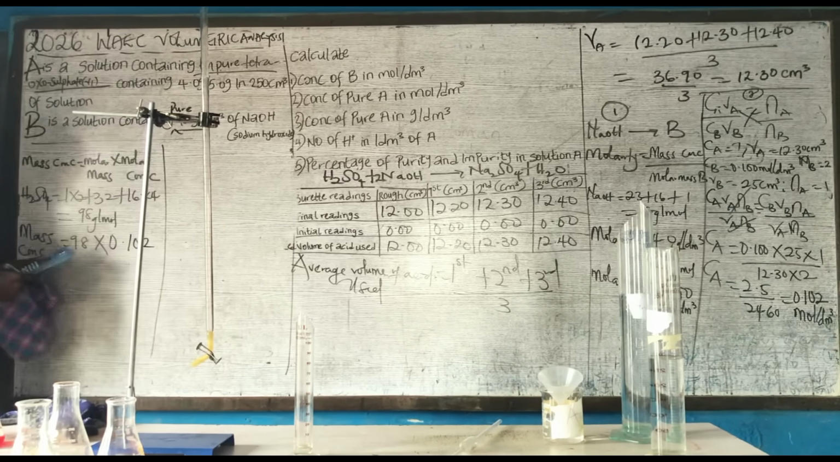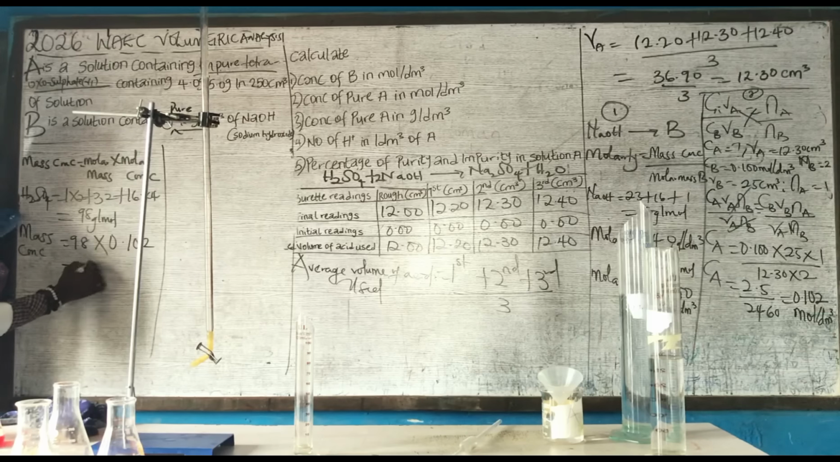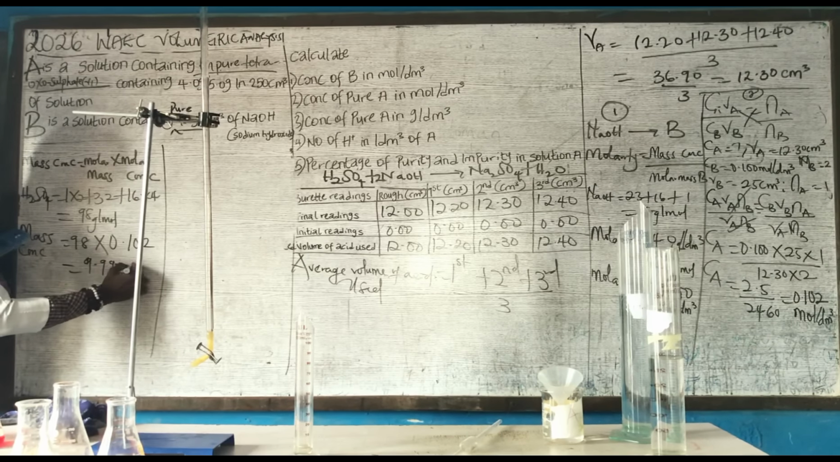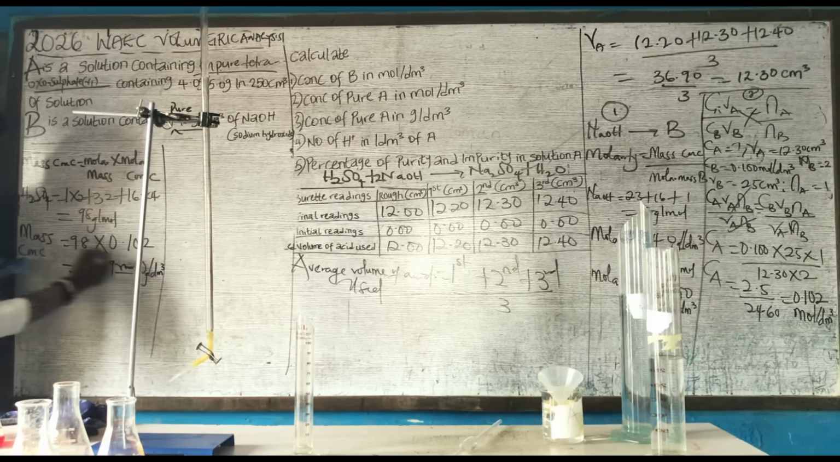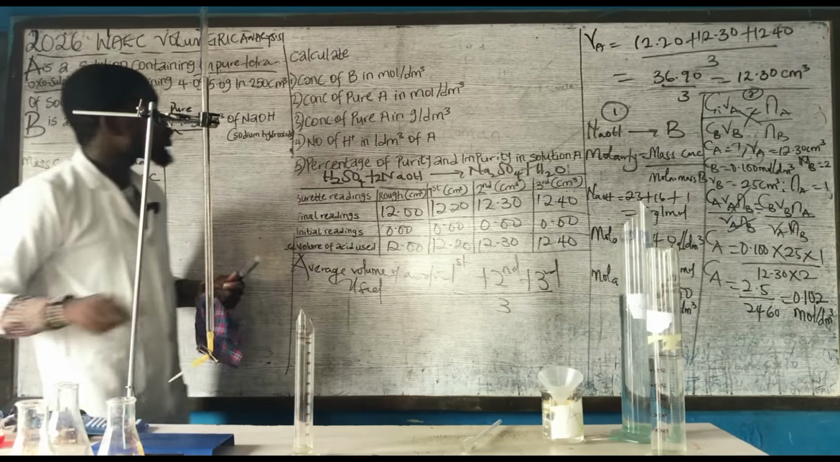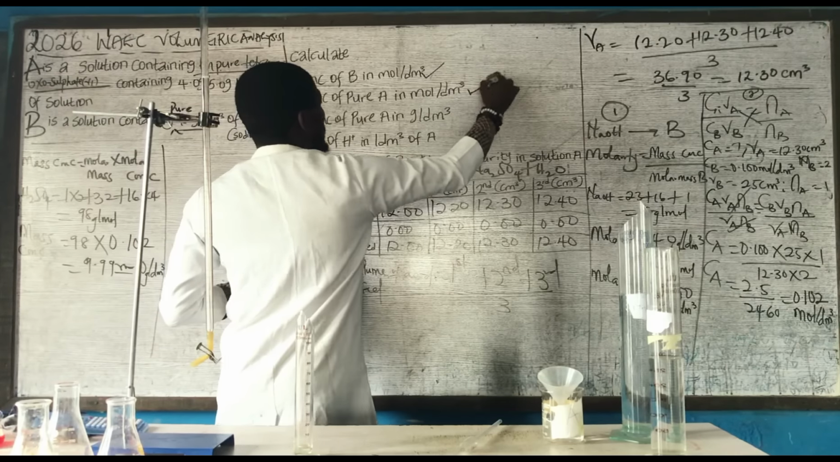0.1 times 0.1. So we have 9.99. When you approximate, you're going to have 10 gram per dm cube. Now, we are done with this.